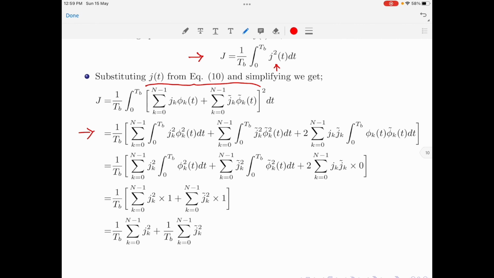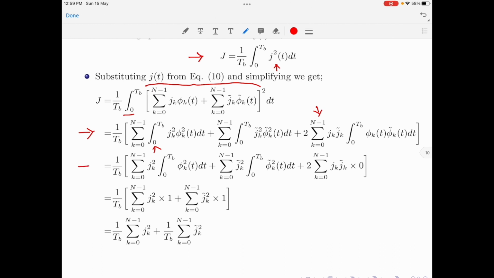So, it will be summation k varying from 0 to n minus 1 jk square phi k square of t. And then I have the integral here, which I have taken inside the bracket. In a very similar fashion, I have written b square, which is for the second term. Then we have 2ab. Though we have summation appearing twice here, since the limits of summation are the same, it is okay to have just one summation retained. So, this will be 2 multiplied by summation k varying from 0 to n minus 1 jk into jk tilde multiplied by integral 0 to Tb phi k of t multiplied by phi k tilde of t.